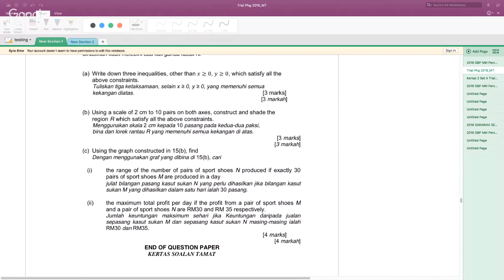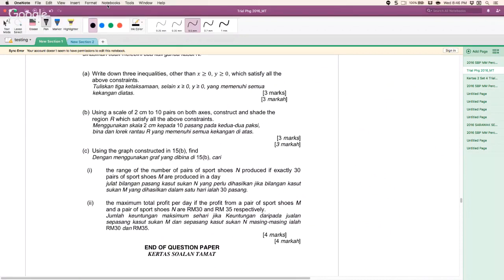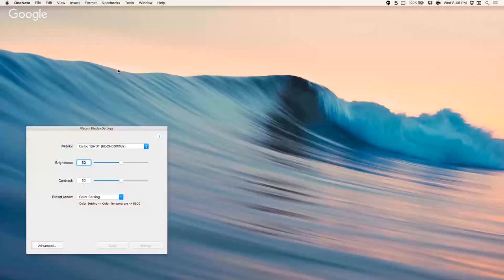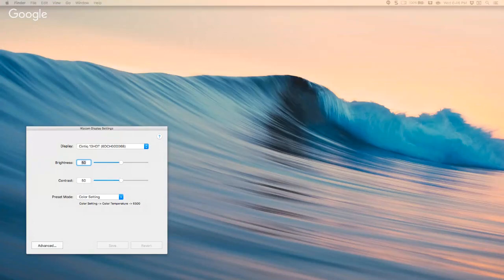Okay, I guess I will restart my computer because the pen just doesn't work here. Pairing, where do I do the pairing thing? I should have a Wacom software here. I'm sorry about that, but just bear with me for a while.